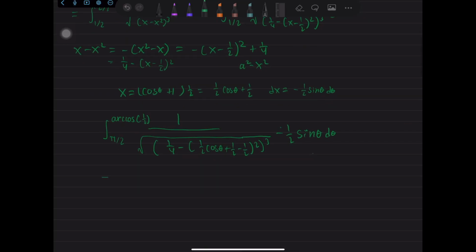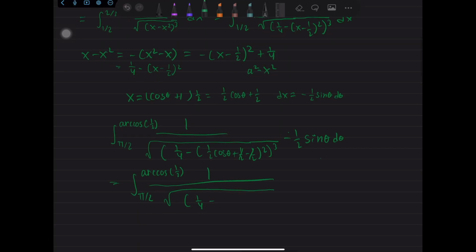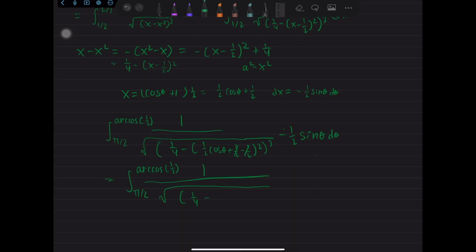And this will start cancelling out very nicely. So this cancels out here, and then from pi over 2 to arc cosine of 1 over 3, all of this is over 1/4 minus, so this canceled out. So we'll have 1/2 squared, so that's 1 over 4 cosine squared theta, all this is cubed, d theta.